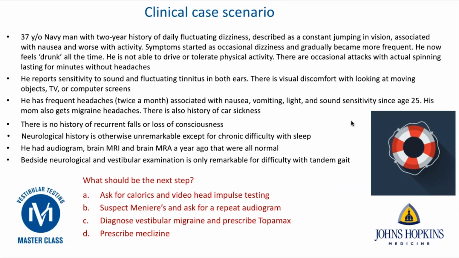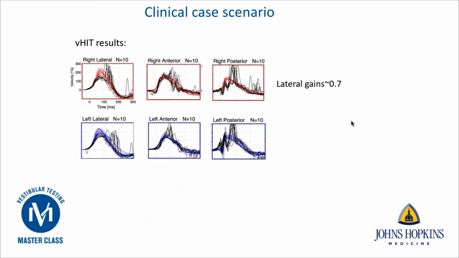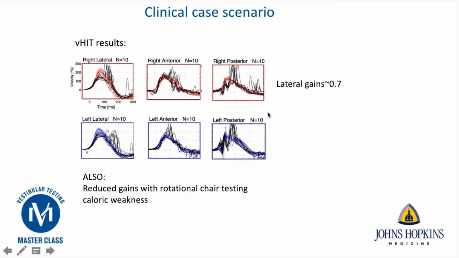patients. And in our case, our patient had positive head impulses that were not detectable at the bedside. So we could see covert catch-up saccades in all canal planes. This is the right lateral, right anterior, and right posterior, and you see the left side, and these are the catch-up saccades with some marginal gains. He also had caloric weakness, and rotational chair testing showed very reduced VOR gains.